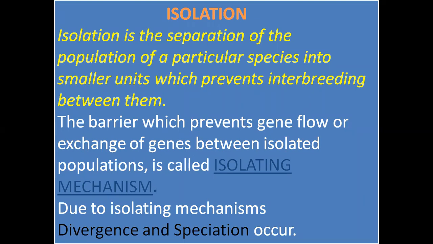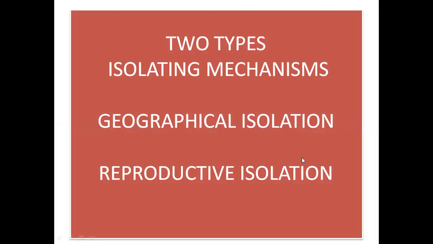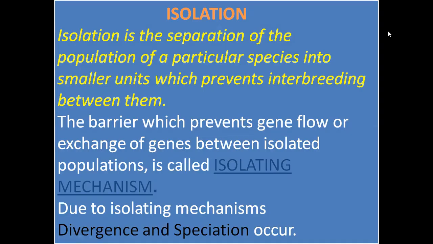Isolation is not there in your syllabus, so we are going to study it. Isolation is the separation of population of a particular species into smaller units which prevents interbreeding between them. A barrier which prevents gene flow or exchange of genes between isolated populations is called an isolating mechanism.